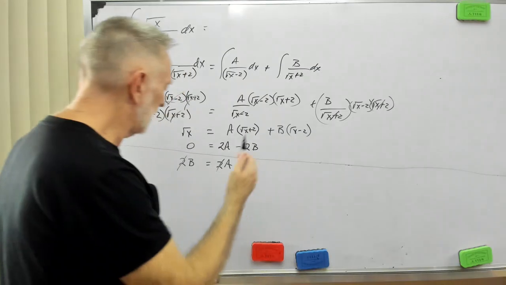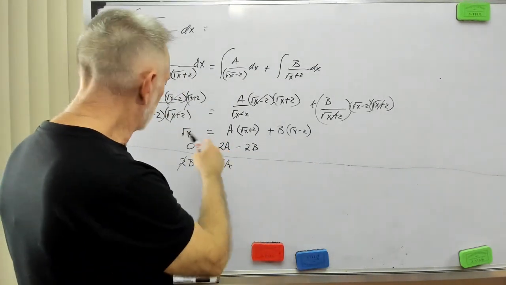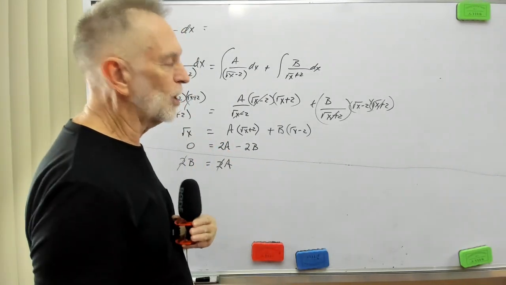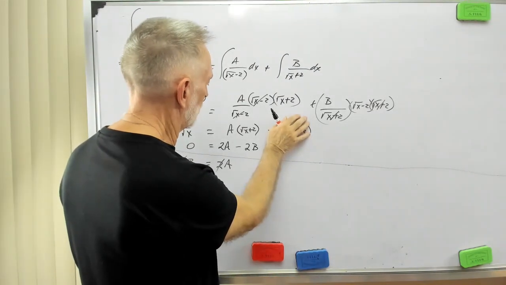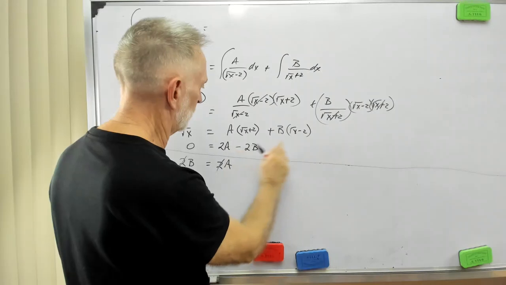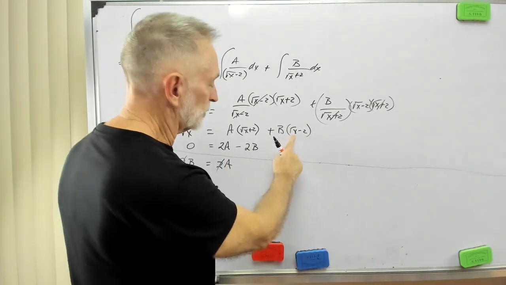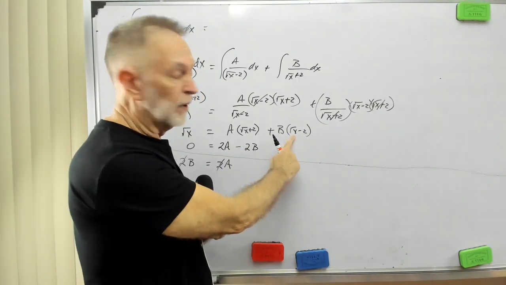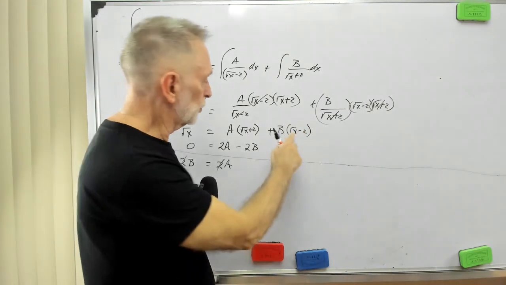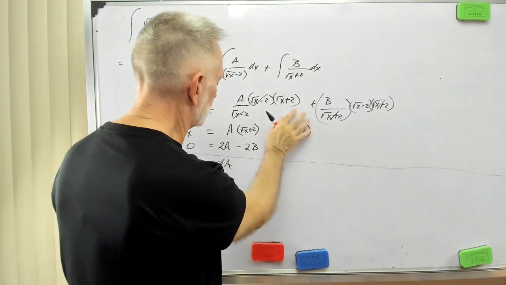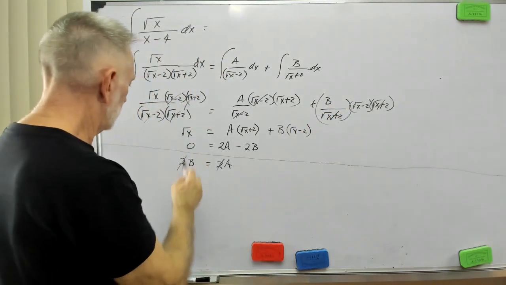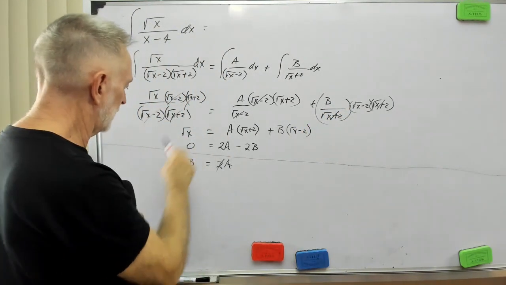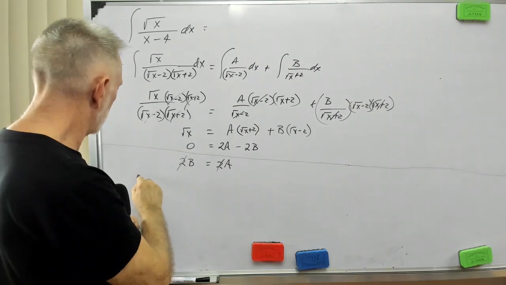Okay? Now, another equation. They call it the cover-up method. If I could figure out how to cover up one of these, I can solve for the other one. If I let x equal 4, square root of 4 is 2. 2 minus 2 is 0. So this one, in effect, would be gone. So let's try this. I let x equal 4.